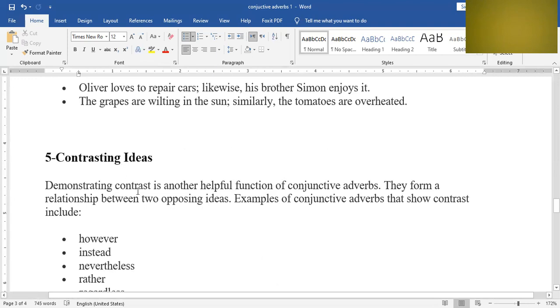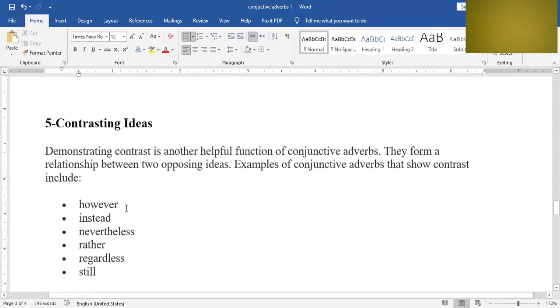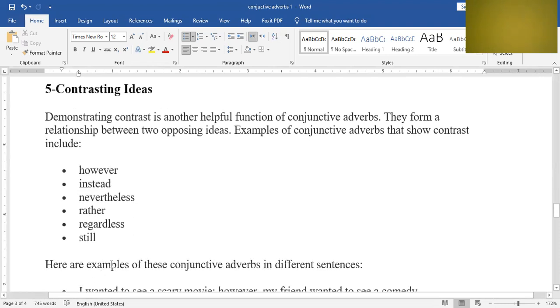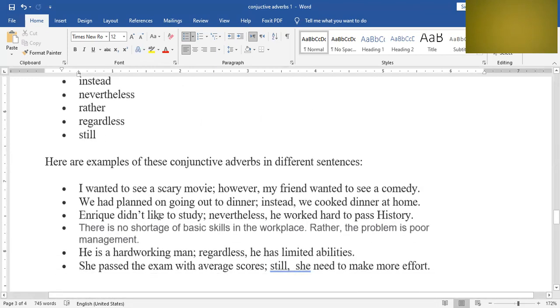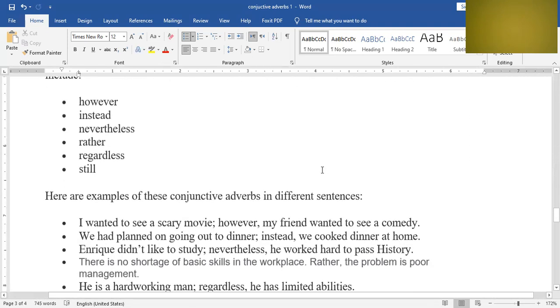Contrasting ideas express opposing ideas, not similar ideas. Comparing is to express similar ideas; to contrast is to express opposite ideas. Here we have the conjunctive adverbs which we use to express contrasting ideas: however, instead, nevertheless, rather, regardless, and still. You have to understand the meaning of the conjunctive adverb. If you don't understand the meaning, you don't know their function, and you will misuse them. Here are some examples of conjunctive adverbs which express contrasting ideas.